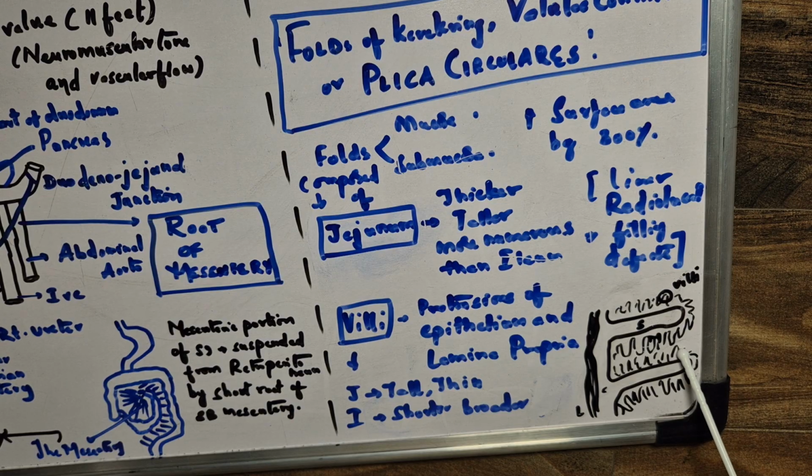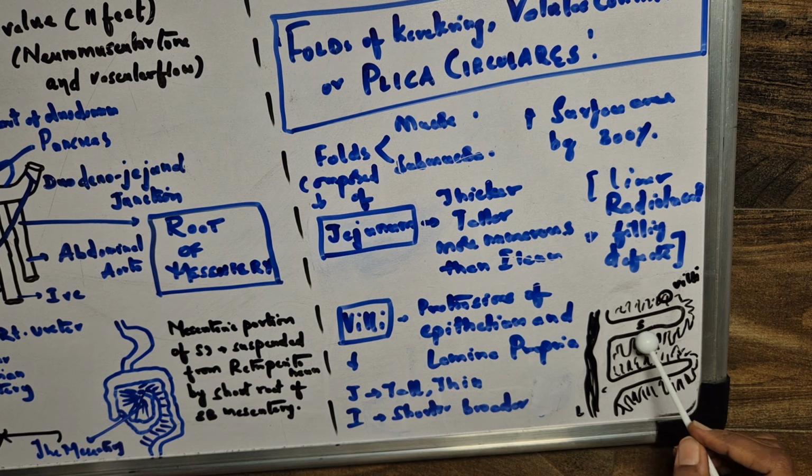And again, the mucosa is made up of epithelial cells. We have lamina propria and muscularis mucosae. On the mucosa, on the top, we have villi, finger-like projections. What are these villi? Protrusions of epithelium and lamina propria. Again, these villi are tall and thin in the jejunum and short and broad in the ileum.